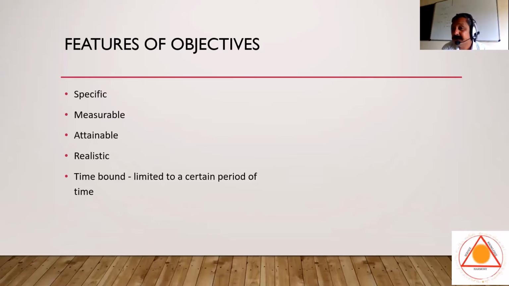So your objectives have these features. One, it has to be specific. Second, it has to be measurable. Third, it has to be attainable. Fourth, it has to be realistic. And fifth, it has to be time bound. These are five important features of objectives, known as SMART objectives, right? The next slide will ask you to write objectives for the goals that I have provided you.